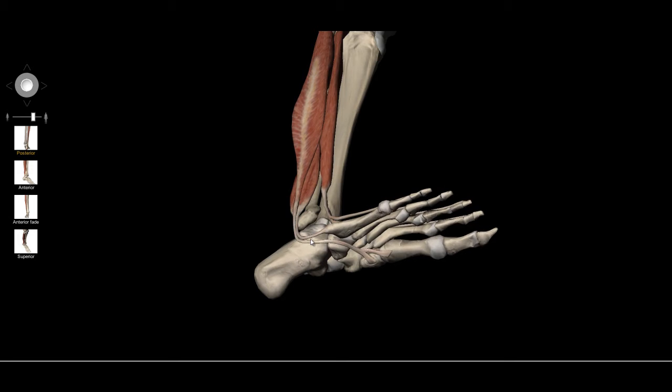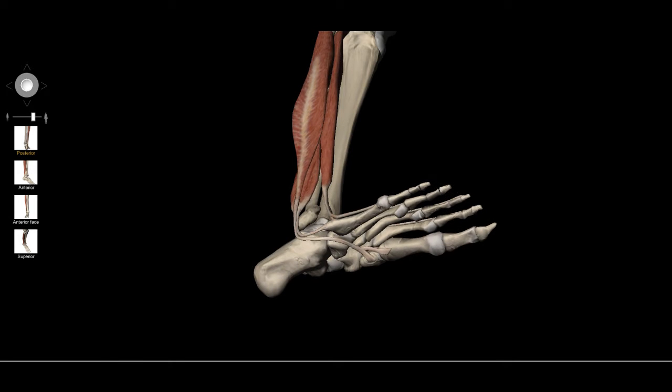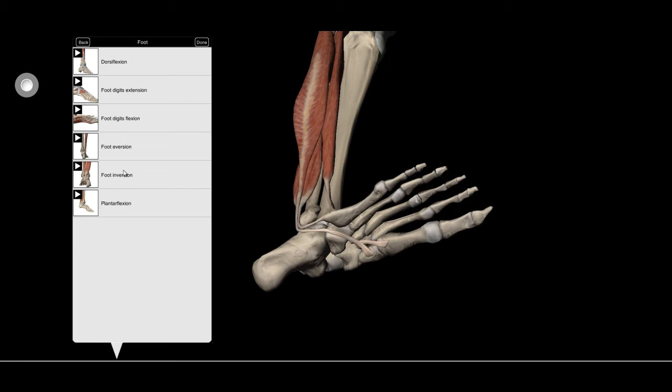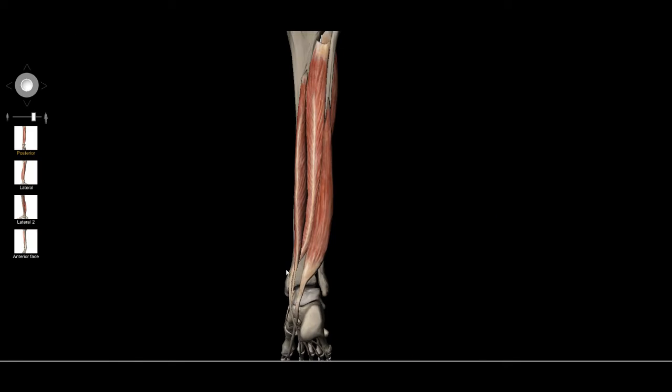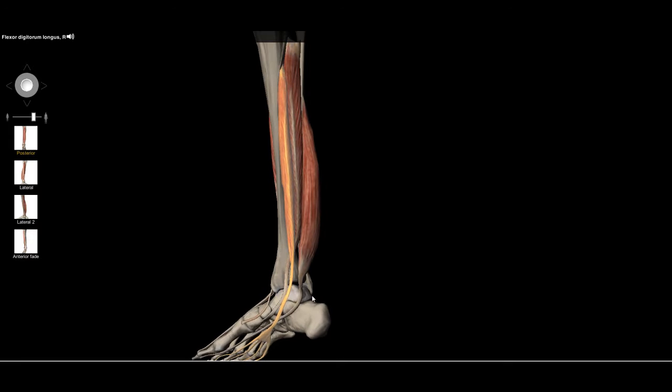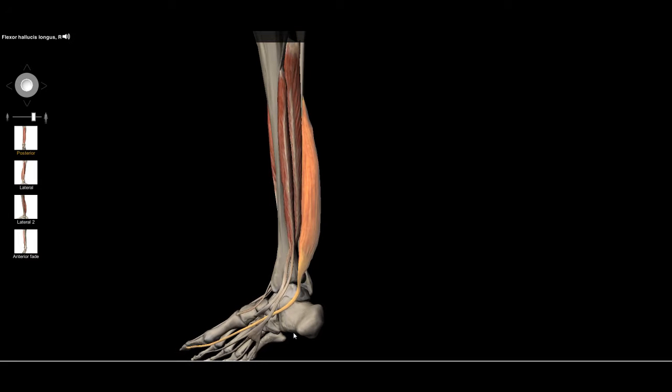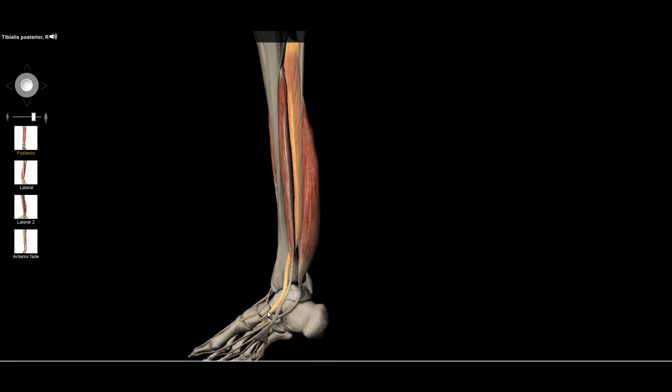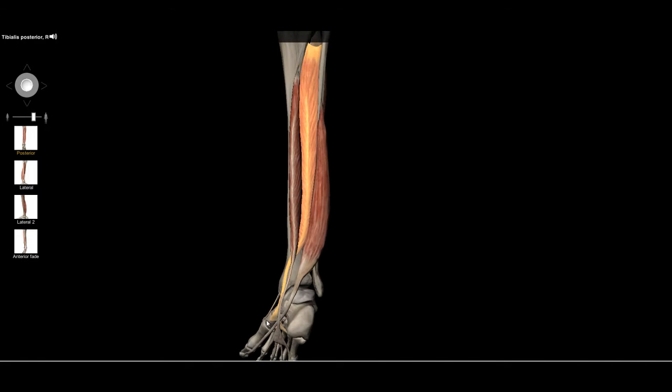The other motion that we want to look at is inversion. And inversion is a function of really those three tendons coming down: the flexor digitorum, the flexor hallucis, and the tibialis posterior. So those are the three muscles responsible for that movement towards the inside.